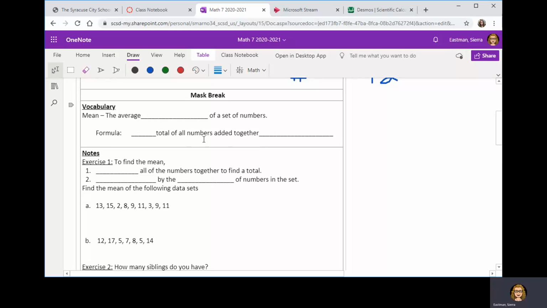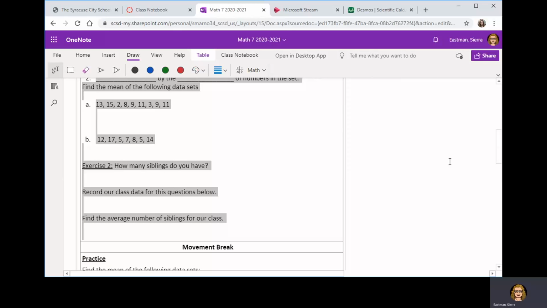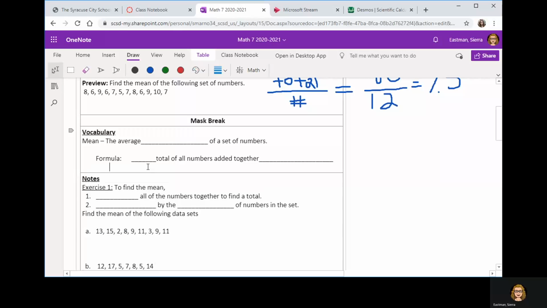And then I'm dividing, so on the bottom here, dividing by the number of numbers. How many numbers are there in the data set? Okay, so we added them all together. We had 88. Then we counted just how many numbers there were. We had 12, and we divided those. So really, I should have kept a nice clear line underneath these.